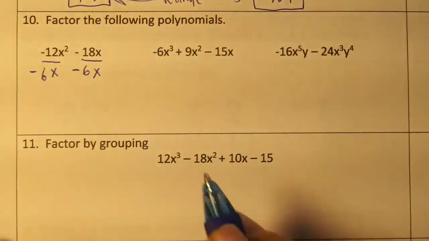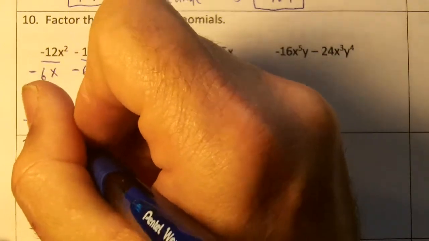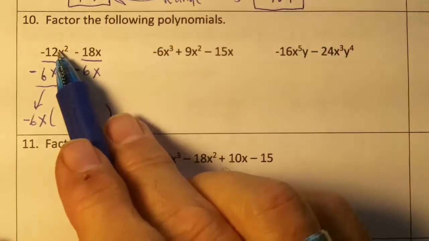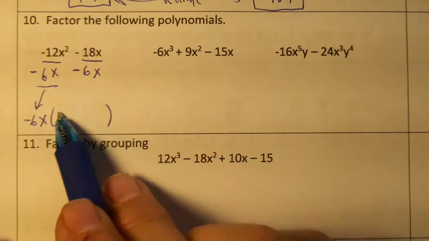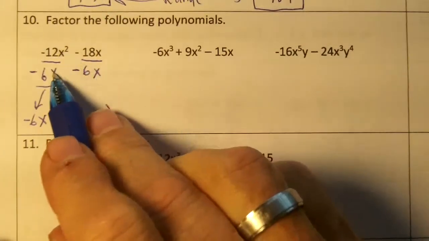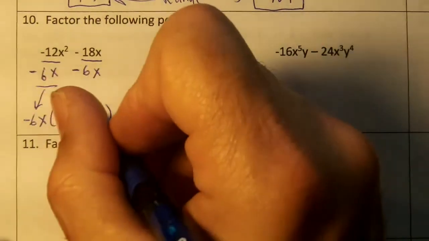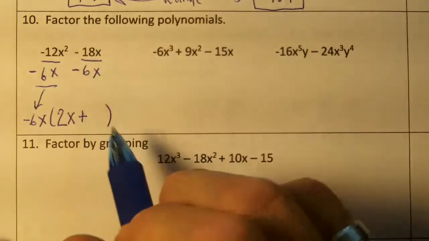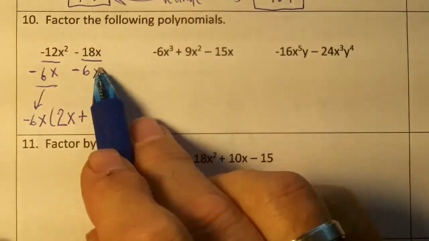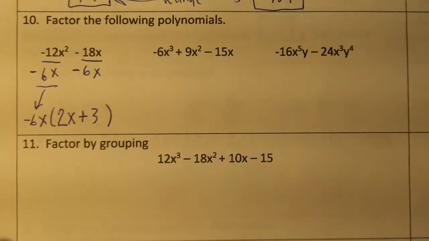And I could take an x out. Remember, the smallest exponent's 1. So I'm going to take this term and write it right here. Start a parentheses. Negative divided by a negative is a positive. 12 divided by 6 would be 2. X squared divided by x would be x. A negative divided by a negative would be a positive. 18 divided by 6 would be 3. And then the x's would eliminate. If you multiply this, you'll go back up here.